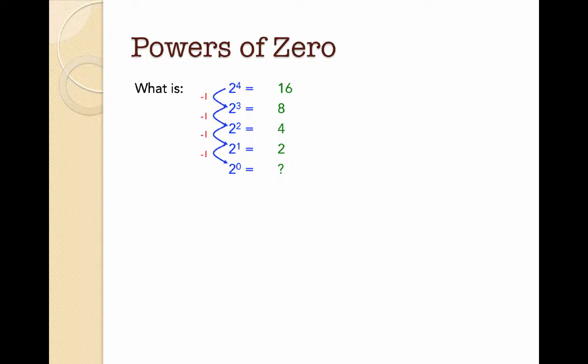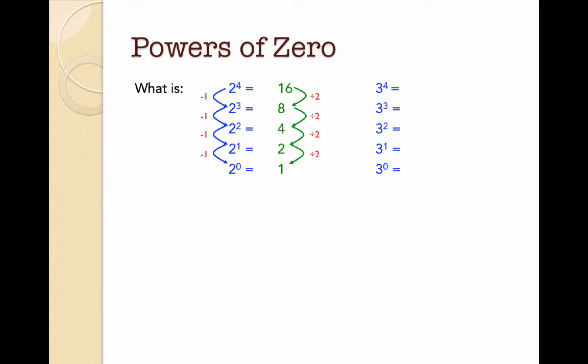1 each time. And if we look at the green numbers, we can see that these numbers are being halved or divided by 2 each time, which means that our last step should be to do 2 divided by 2 to get 1. So in this case, 2 to the power of 0 equals 1. Great. We have the answer for one power of 0, but what about all the others? Well, let's look at another pattern.